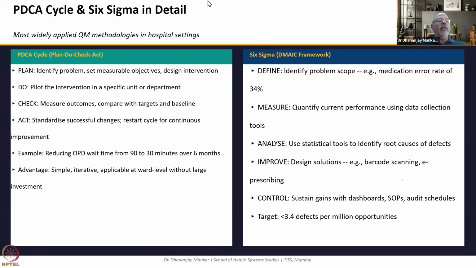At least you need a certain set of samples, as if you are doing a study aimed at improving quality. Then analyzing with statistical tools, because Six Sigma is a statistically driven exercise where you need to reduce wastage or identify the root causes of defects, and slowly improve. Improvement will come from a designed solution, might be barcoding, bar scanning, e-prescribing. A lot of things can come.